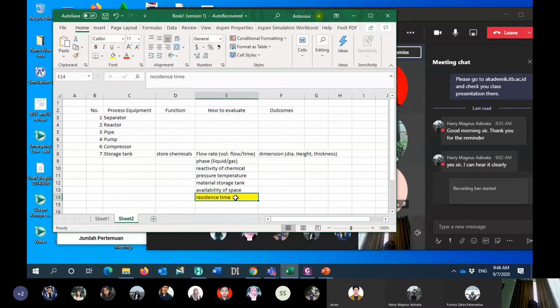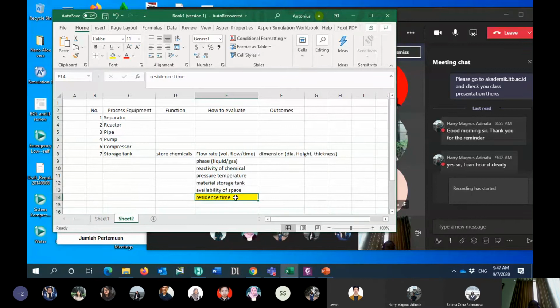So we have to define the correct method of evaluation to give the answer on the height and the diameter, by knowing the residence time. In the case that the production flow rate is A and your residence time is B, A multiplied by B will be shown as a volume. So the volume can be broken down into height and diameter.